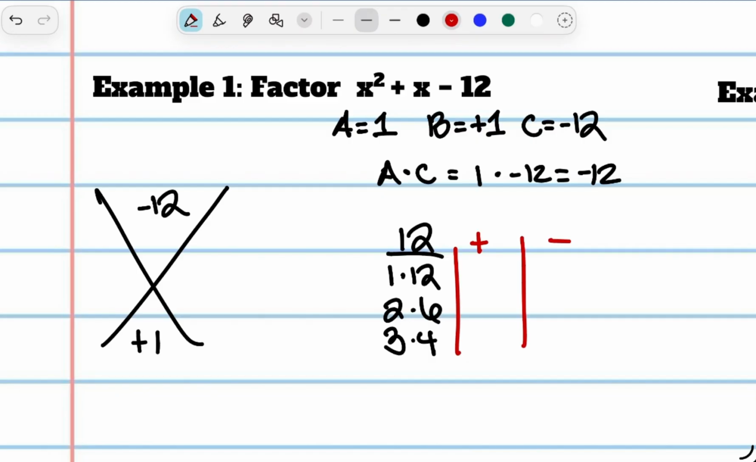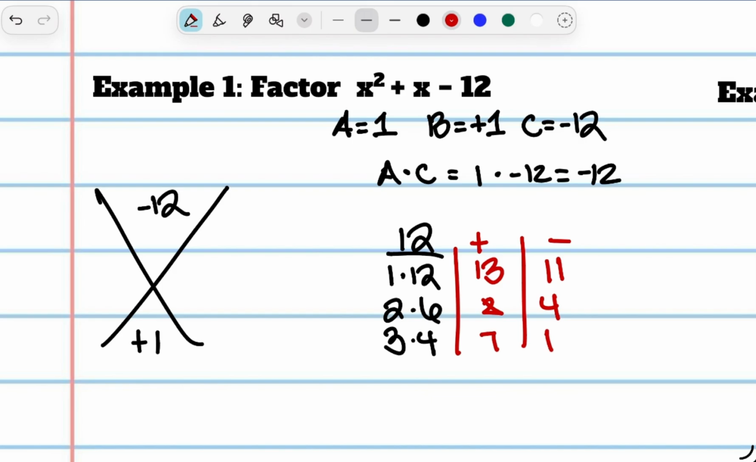So if I add 1 times 12, that's going to give me 13. If I subtract 1 and 12, that's going to give me 11. If I add 2 and 6, that's going to give me 8. If I subtract it, that'll give me 4. If I add 3 and 4, that'll give me 7. If I subtract it, it'll give me 1.